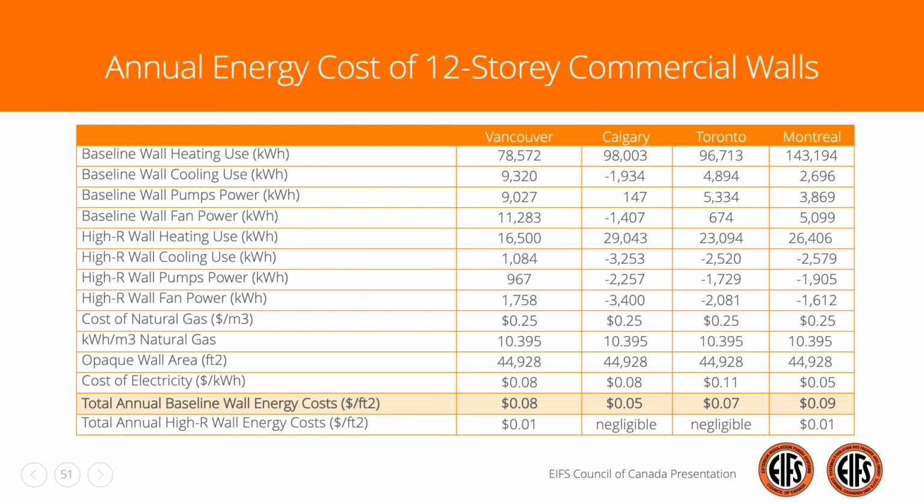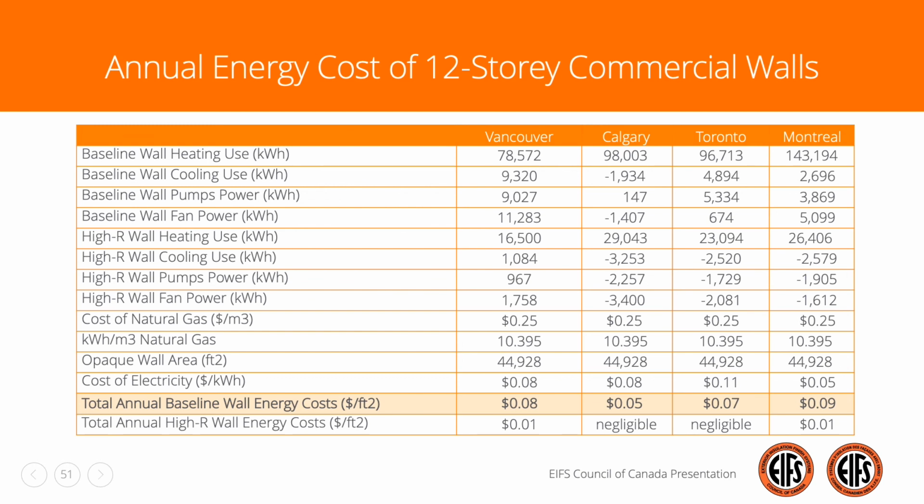A negligible cost for our high R building, or that is the cost per square foot assignable to the opaque wall area in Toronto, becomes negligible in the high R versus 7 cents if we were just to meet the prescriptive code requirement. In Montreal, we go from an annual energy cost per square foot for our opaque wall area of 9 cents to a cost of 1 cent when moving to our high R wall.